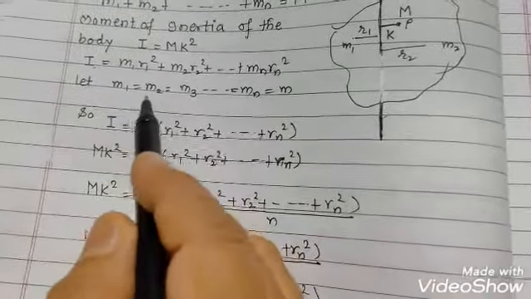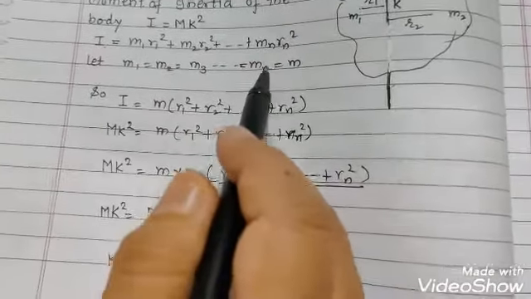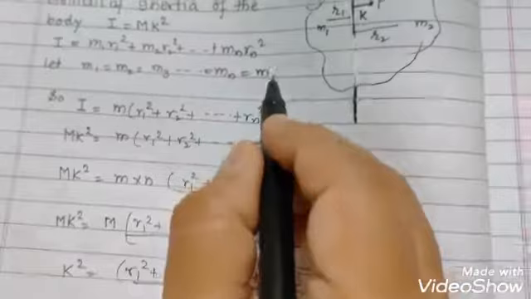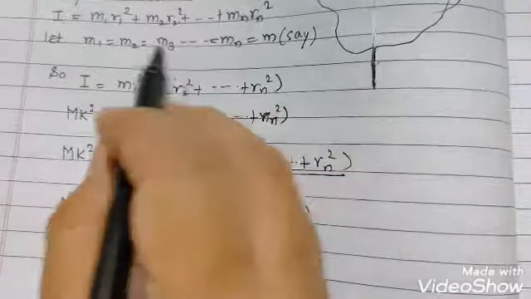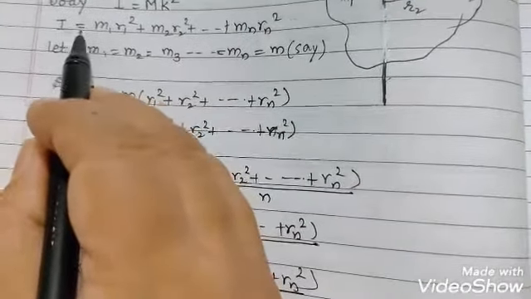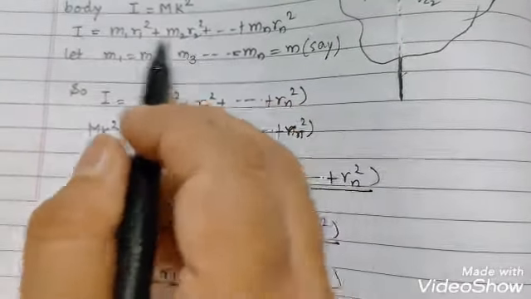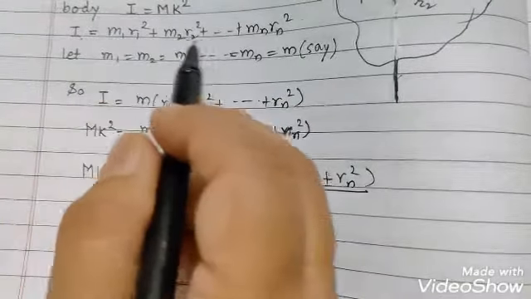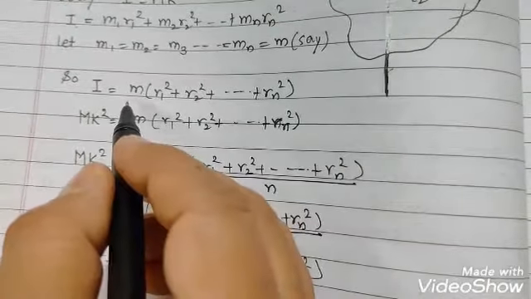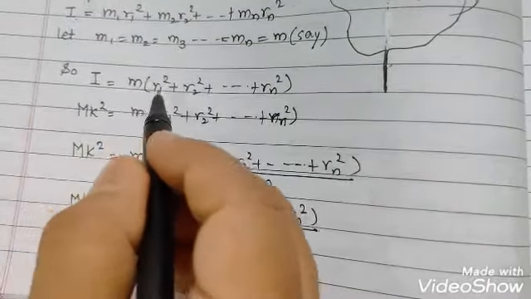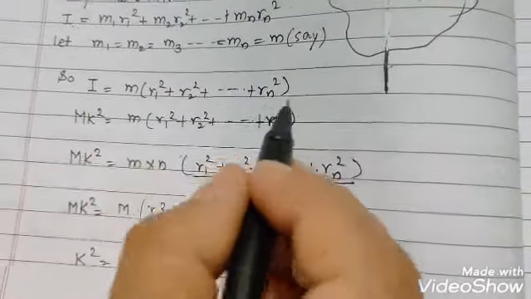So in that case m1 equal to m2 equal to m3 till mn, all the individual masses of the particles are equal, and let us say this is equal to m. This situation we will write in the formula I equal to m1 r1 square plus m2 r2 square till mn rn square. In this formula we replace m1, m2, mn all with m. So we can take m as a common factor, so I is equal to m, and the rest of the thing will be in the bracket, r1 square plus r2 square plus ... plus rn square.